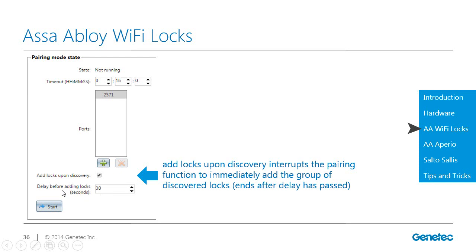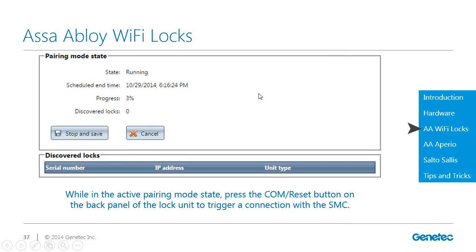So basically, by setting this time here, it's going to wait 30 seconds, the default value, until it doesn't find any more units, and then it'll consider that group done and add them into the system. Once you have all the settings configured, hit the start button on the bottom here, and it will go into discovery mode until the timeout time is reached.